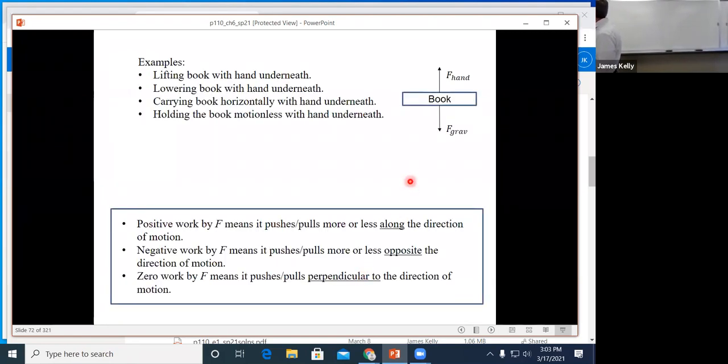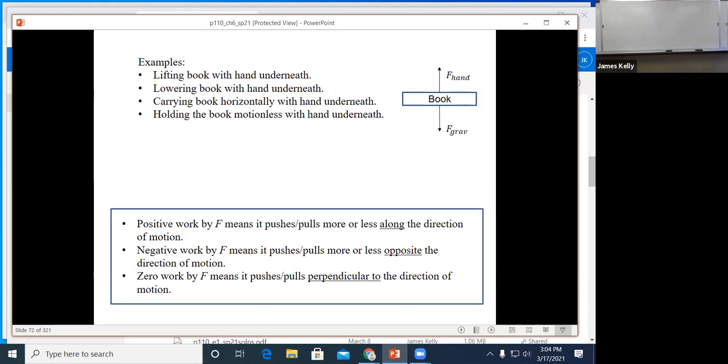And I guess I have some examples up here. If I'm lifting a book with my hand underneath, the forces for the free body diagram roughly are there. Let's suppose I'm lifting it up. My hand is pushing up on the bottom of the book. Gravity's pulling down on the book. So there are 2 forces acting on the book. Gravity's doing negative work as it's raised up. My hand's doing positive work because I'm pushing more or less along the direction of displacement. Gravity's pulling downward, opposite the direction of displacement. When I lower it, gravity's doing positive work and I'm doing negative work.